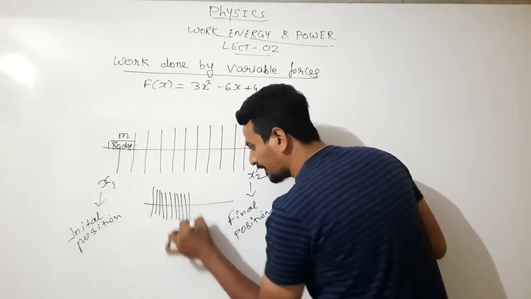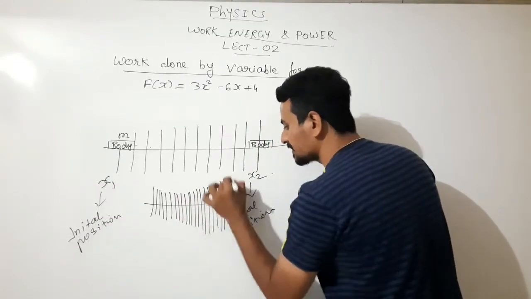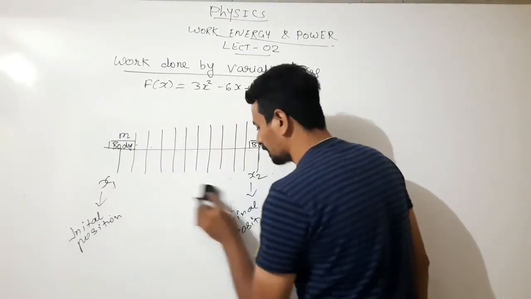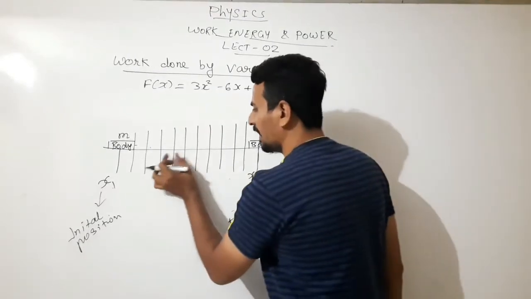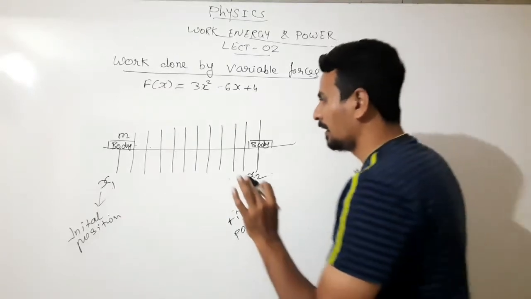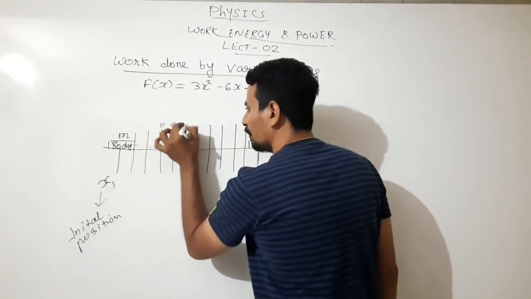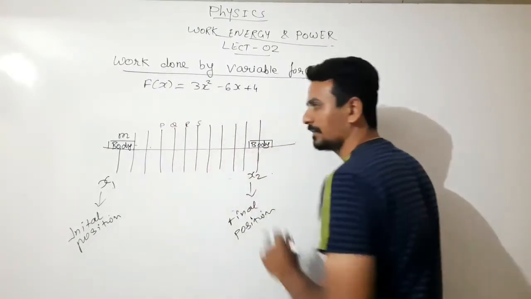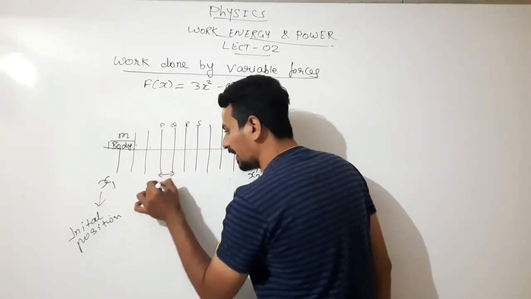Take as small as you can, this way. But this is just to show you, this is just to explain to you. I have divided the part in this manner. Now, these are all very small displacements, right? Very small displacement. Let us say these points are P, Q, R and S. P, Q, R, S, right? Since this is a very small displacement, we can take this as dx.